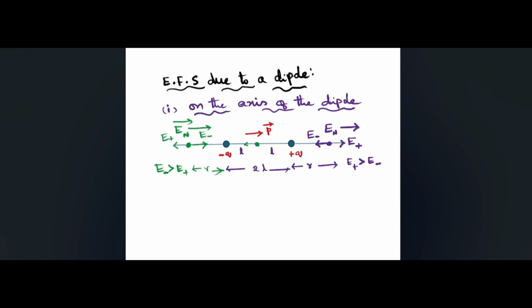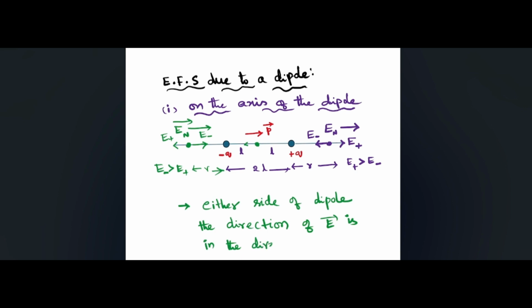But in general, we take the dipole as a system. The separation between the charges of the dipole is very small, in the order of nanometers. So between the two charges, we generally don't consider the effect. If any numerical is asked, you can consider that one. So the point here is that on either side of the dipole, the direction of the electric field is in the direction of the dipole moment p bar.